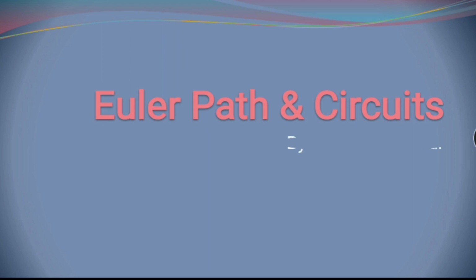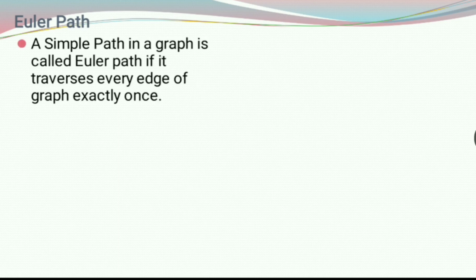In this video, we'll talk about Euler path and circuit. So let's begin. Euler path is a path in which every edge is traversed exactly once.